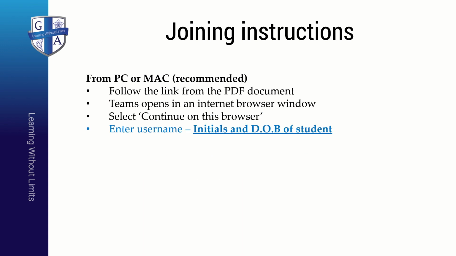You are then asked to enter a guest username, and we're going to ask that you enter the initials, first and last initial, for your son or daughter, followed by their date of birth. This allows us to sort through the lobby and make sure we select the right parent for their meeting time. It also allows us, for security purposes, to make sure that we've got the correct person in the meeting before disclosing any personal or sensitive information.